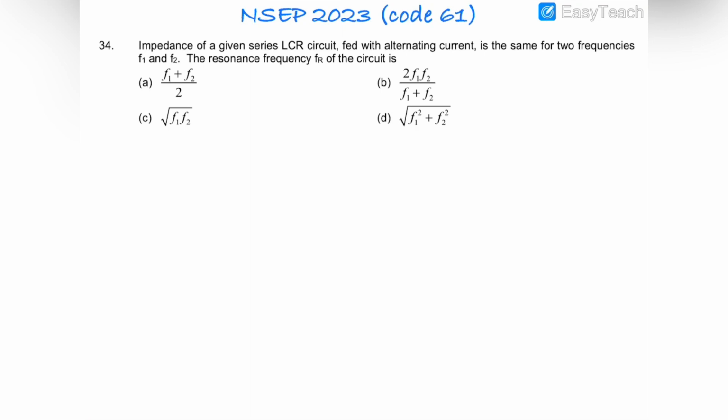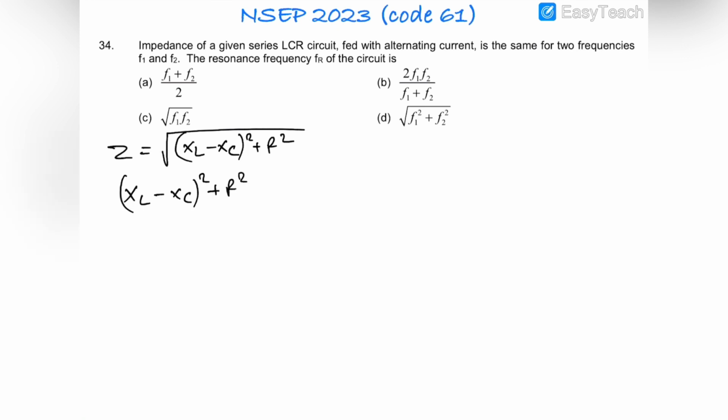In this question, you can see that the impedance of an LCR circuit is the same for two frequencies. So we have to find the value of the resonance frequency in terms of these two frequencies. We know that Z is equal to the square root of (XL minus XC) whole square plus R square. If it is the same for two frequencies, then (XL minus XC) whole square plus R square is the same as (XC' minus XL') whole square plus R square. So cancelling this, we can see that XL minus XC is equal to XC' minus XL'.